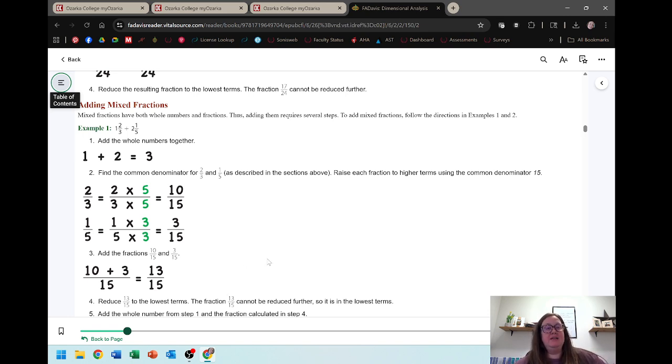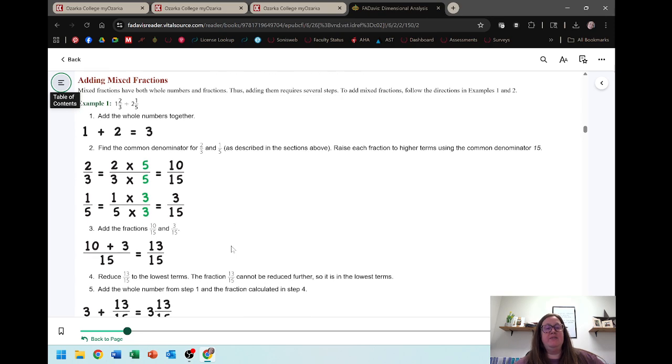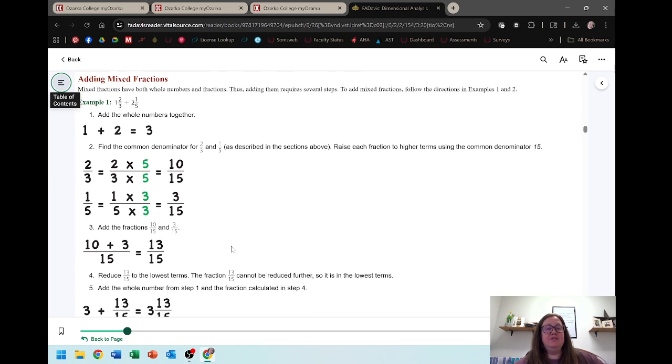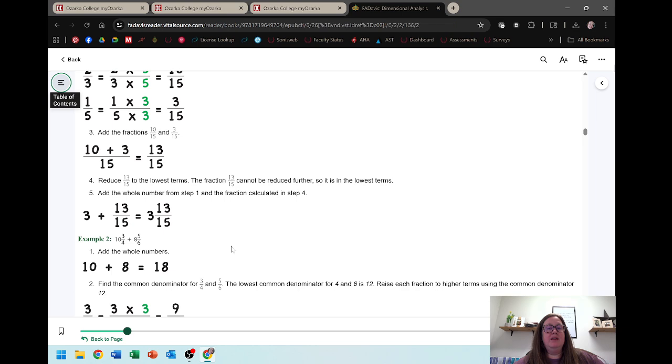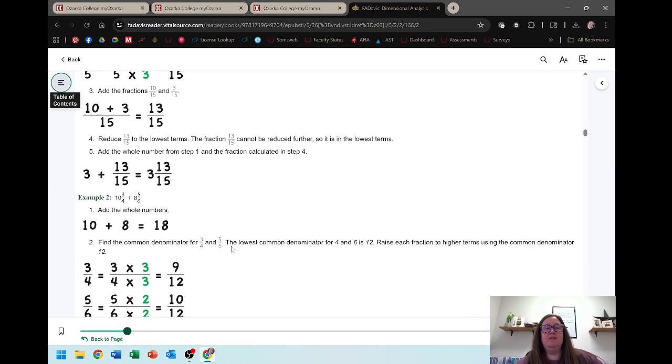So you'll see in this case, they added the whole numbers. 1 plus 2 equals 3. And then they take the 2/3 and the 1/5, and they found the common denominator of 15. So then they converted those fractions, and then they have 10/15 plus 3/15 equals 13/15. So that with the whole number addition, 3 and 13/15. Can you reduce 13/15 to lowest terms or to any lower terms? No, it's already in lowest terms, so that's your final answer.